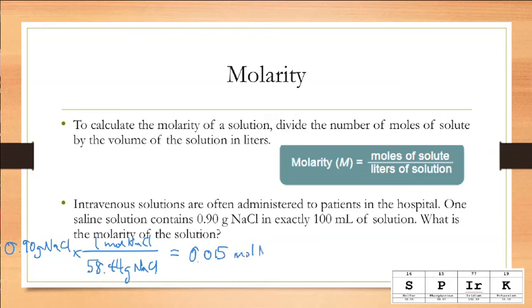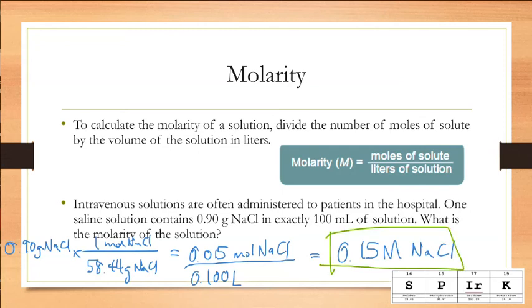moles of NaCl. Now, if you notice, it's moles of solute per liter of solution, and we have 100 milliliters of solution, so we need to convert that to liters. So that's going to be 0.100 liters. And when we divide that through, we get 0.15 molar NaCl. So that's how concentrated this solution, this IV, is.